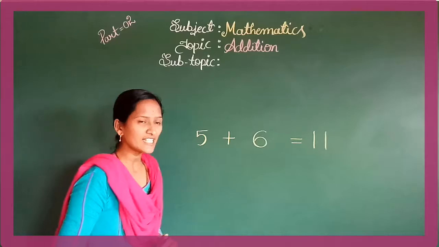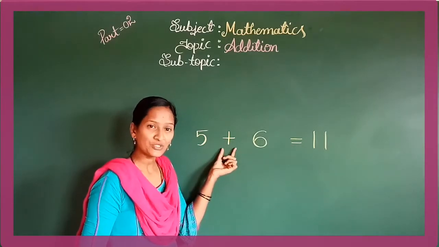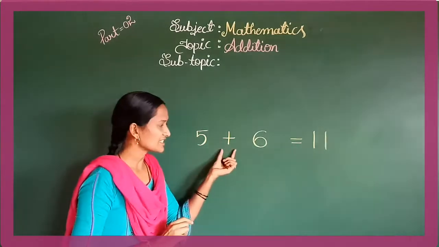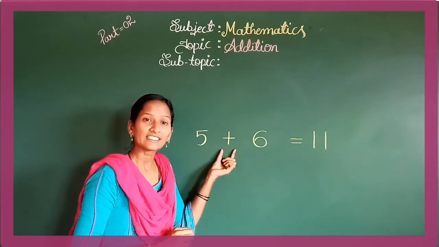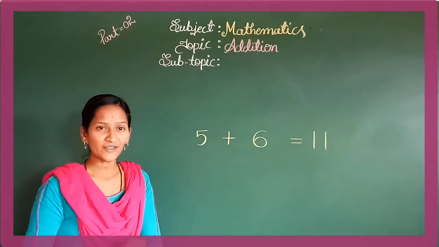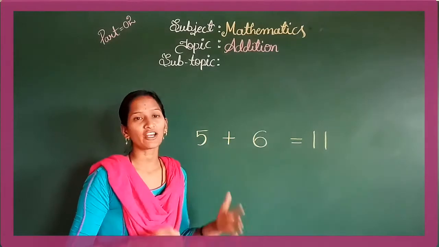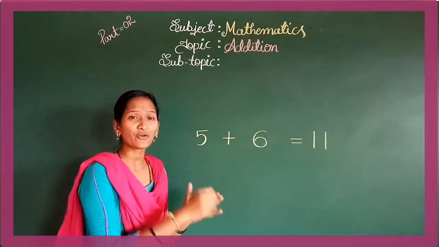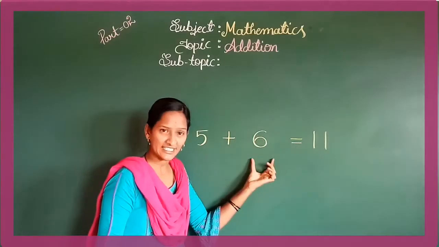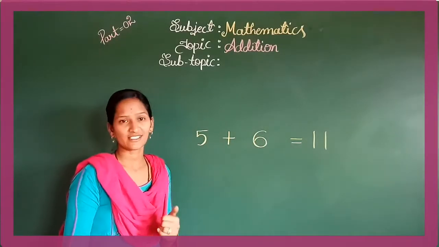Now, what is the symbol? In addition, we use one new symbol, that is plus. This is the symbol of addition. What is the symbol of addition? That is plus. In addition, we look at the numbers which are added. Which numbers are we adding here? We are adding the numbers 5 and 6. These two numbers are called addends.